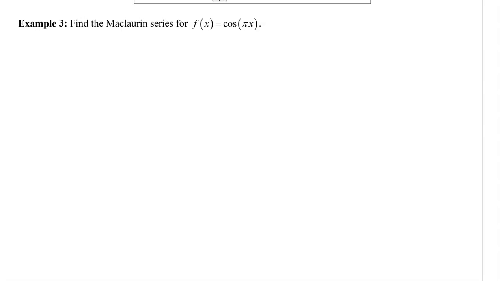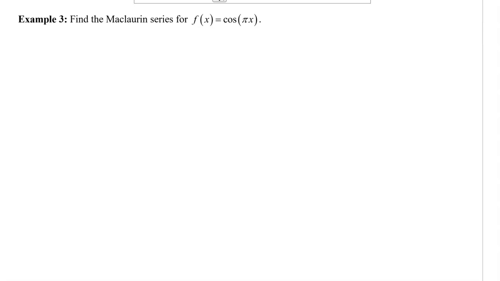Example 3, find the Maclaurin series for f of x equals cosine pi x. Now, if you already have the Maclaurin series memorized for cosine x, you can just plug in the pi x into that power series and you'll have it. But we're just going to go ahead from scratch and start off by taking our function and repeated derivatives, just as we did in the previous two examples.